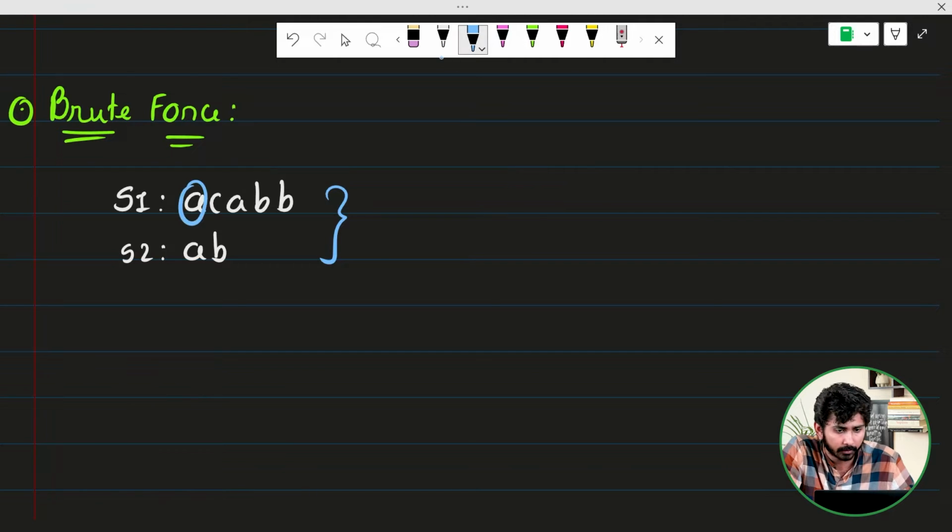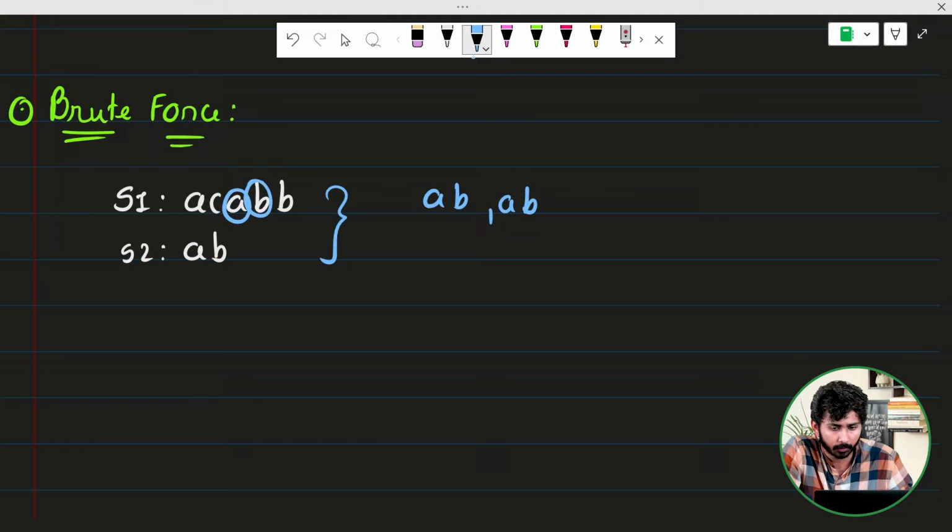Okay, I'll select this a, I'll select this b, so I got ab. Then I will not select this b, but I'll select the second b. Okay, I'll go with the second b, so I'll get one more string, that is ab. Now I will not go with this first a. Instead, I will go with this a and then this b, so I'll get one more ab, and then again I'll not select this one, I'll select this b, so I'll get ab.